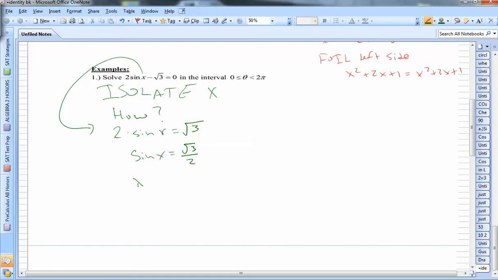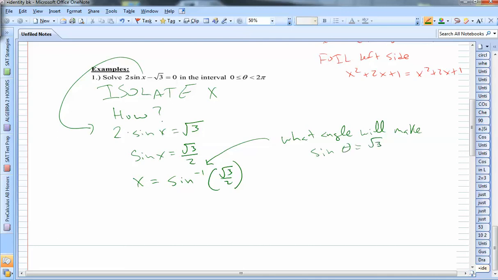Now the next thing we have to do is take the inverse sine of root 3 over 2. And remember what this means. What this means is: what angle will make sine theta equal to root 3 over 2? And also remember that this is going to be the y-coordinate on the unit circle.